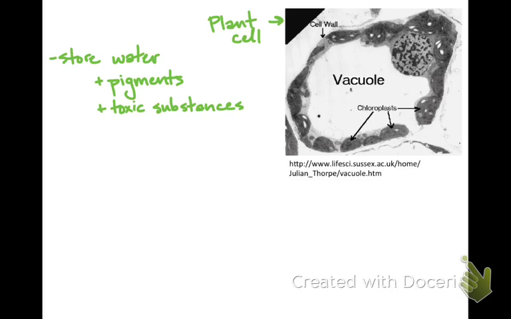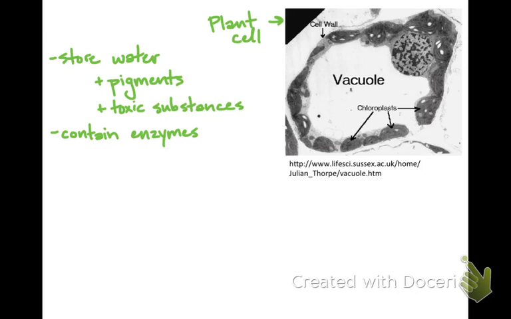Sometimes they contain enzymes, which I know makes them very similar to lysosomes, but we're making the distinction that lysosomes are in animal cells, and vacuoles, while they can be found based on some books in animal cells, we're talking about them primarily in plant cells. And as I said before, vacuoles are often for storage.